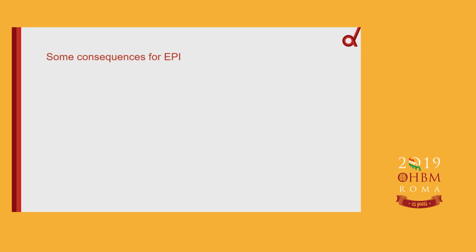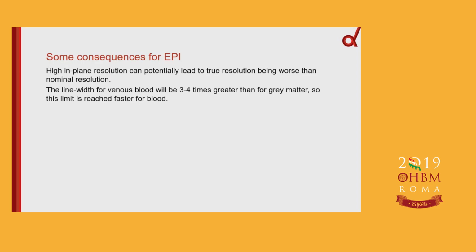So, what does this mean for EPI? Well, high in-plane resolution can potentially lead to the true resolution being worse than nominal resolution. And actually, if you think you're imaging venous blood, and it may even be making a pretty large contribution to your signal when you're doing laminar fMRI, you should be seriously worried about this stuff. And I'm just emphasizing this here.